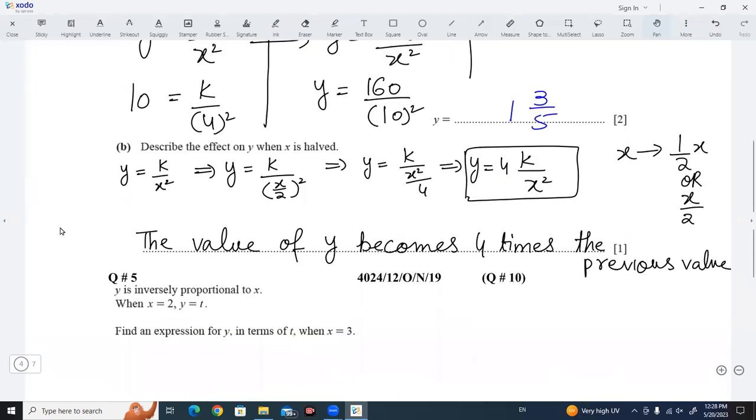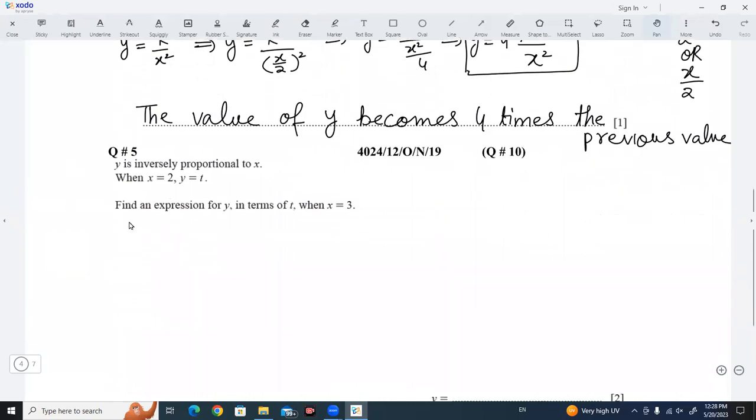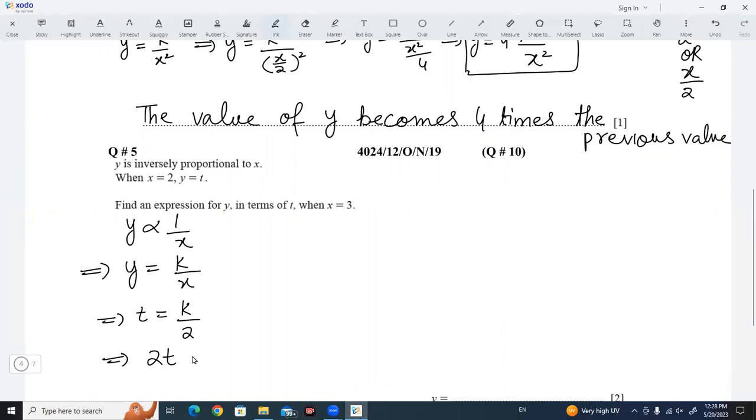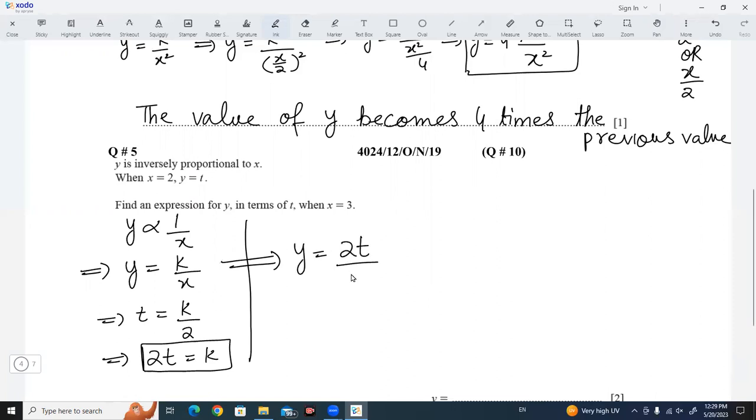So moving to question number 5, in which y is inversely proportional to x. It means y is proportional to 1 over x. Removing the sign of proportionality, there is an equals sign with a constant k over x, given that x equals 2 and y is t. So put y equals t, k over x is 2. Now cross multiply, 2 times t becomes 2t, so k is equal to 2t. Now replacing this value of k into this equation, which is connecting x and y, y is equal to 2t divided by x.